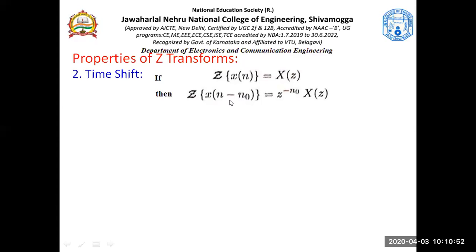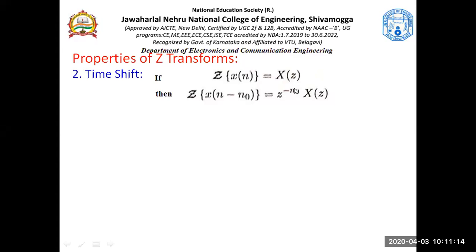There is a minus, it is x of n minus n naught. So this is a right shifted signal. If you are right shifting this, by what amount are you shifting? Here it says minus n naught, right? So bring z to the power of minus n naught along with this X of z. The same X of z that you have for x of n needs to be associated with z to the power of minus n naught.